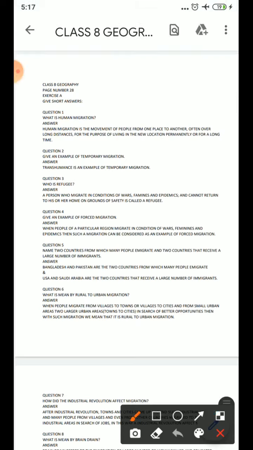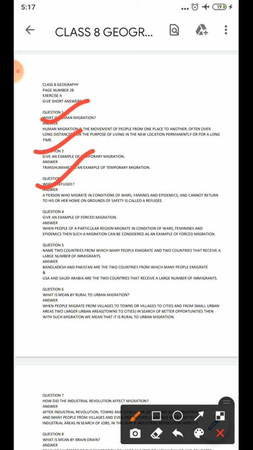Question 2 we are having here: give an example of temporary migration. The answer is transhumance. TRANSHUMANCE is an example of temporary migration. Question 3, who is a refugee? The answer is a person who migrates in conditions of wars, famines and epidemics and cannot return to his or her home ground for safety is called a refugee. Like this, we have completed 3 answers.